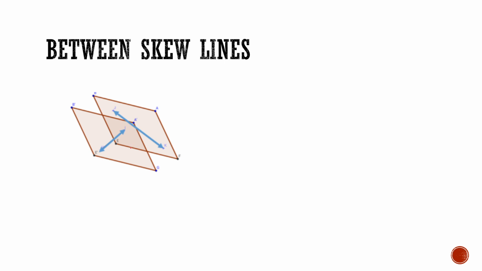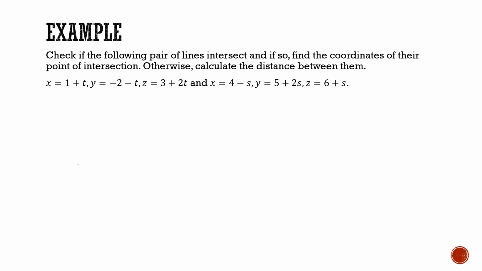So what do we do? We get the cross product of the directions of the two lines, and that will give us the normal vector to both planes. And once we have the normal vector to both planes, we can find the equation of one of the planes and find the perpendicular distance of a point on the other plane from that plane. That's what we're going to do in the example that follows.